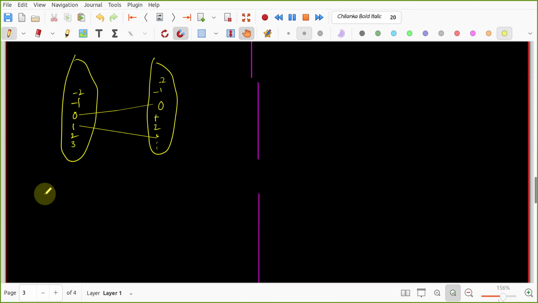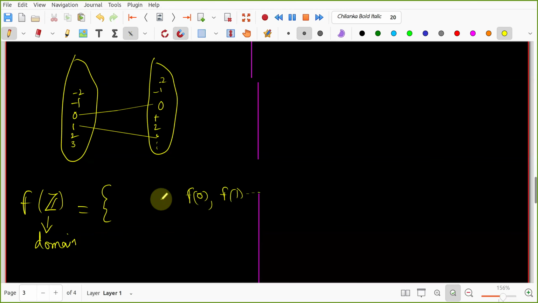Okay. So f of, I'm writing here. What do you mean by f of Z here? This is the domain. So f of 0, f of 1, like that, f of minus 1, what are these? These are the things we need to be clear about. Range.